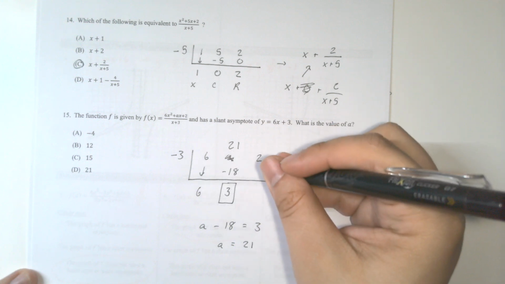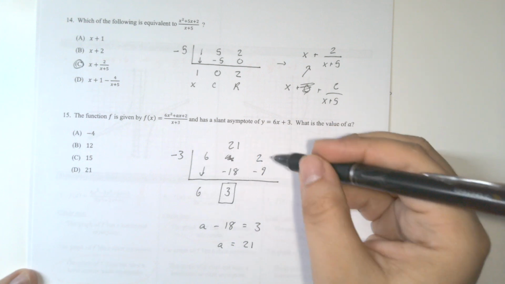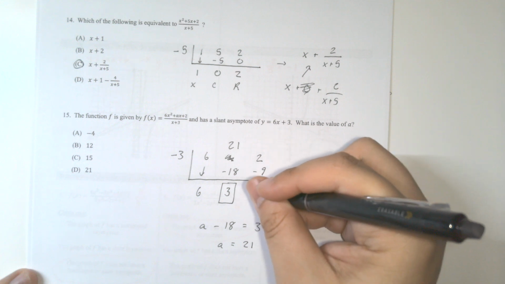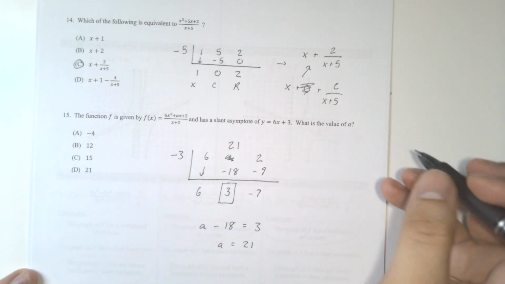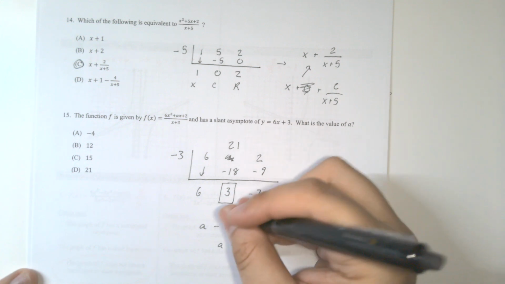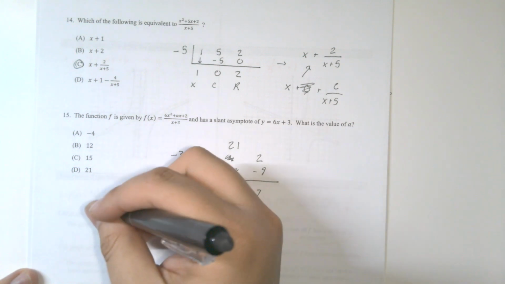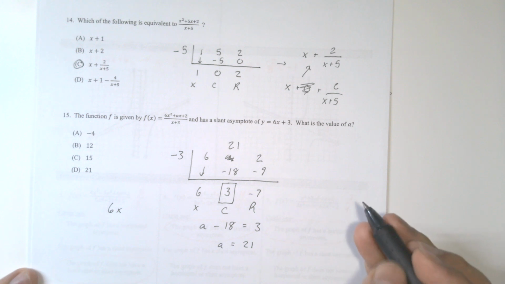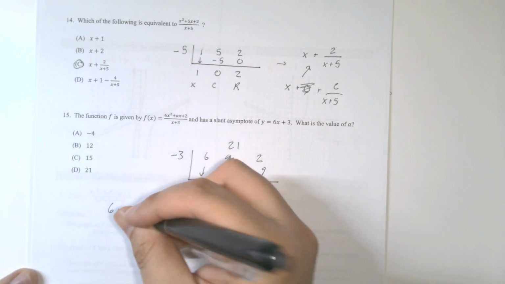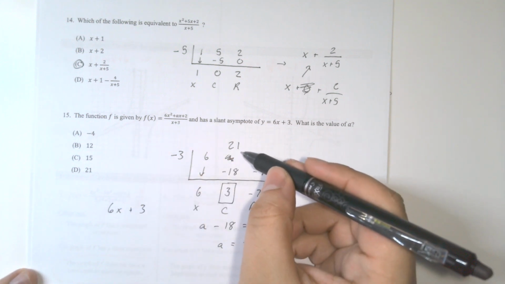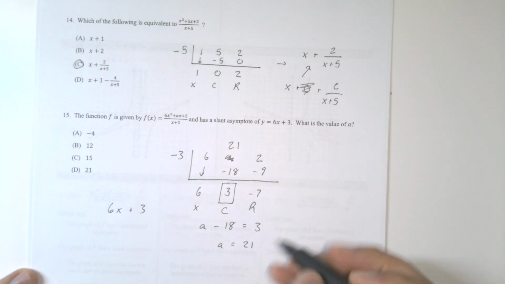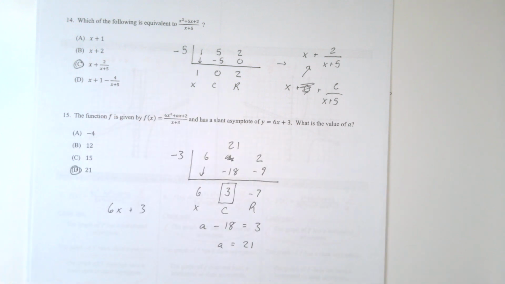-3 times 3 is -9. 2 minus 9 is -7. This corresponds to our remainder, our constant, and then our x term. And so we would have a slant asymptote of 6x plus 3 if a is equal to 21. So our answer here is D.